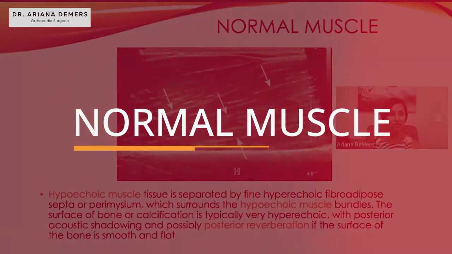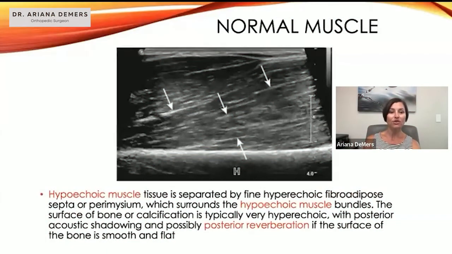This is normal muscle. It is hypoechoic, and the tissue is separated by hyperechoic fibroadipose septae and perimysium that surround those muscle bundles. Then down below, you're going to have acoustic shadowing with maybe some posterior reverberation because it's nice and smooth and flat. But you can see these are the striations, just like normal muscle, and these hyperechoic perimysium or fibroadipose septae. So that's normal muscle appearance. And these are just pattern recognition, and you'll get used to seeing these.